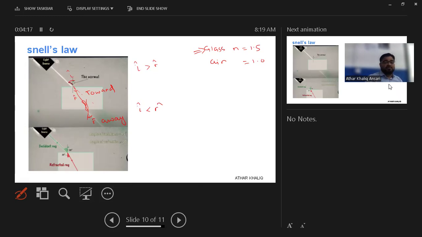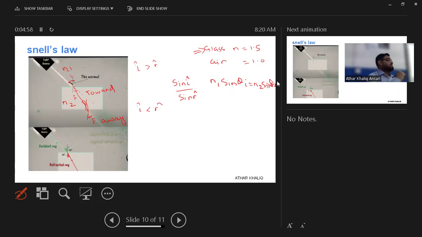Snell told us that if we take the ratio of the sines of the angles, sine i over sine r, this ratio will be the same in both cases. For example, let me say N1 is the refractive index of air and N2 is the refractive index of glass. So N1 sine theta 1, where theta 1 is the incident angle here, will always be the same as N2 sine theta 2.